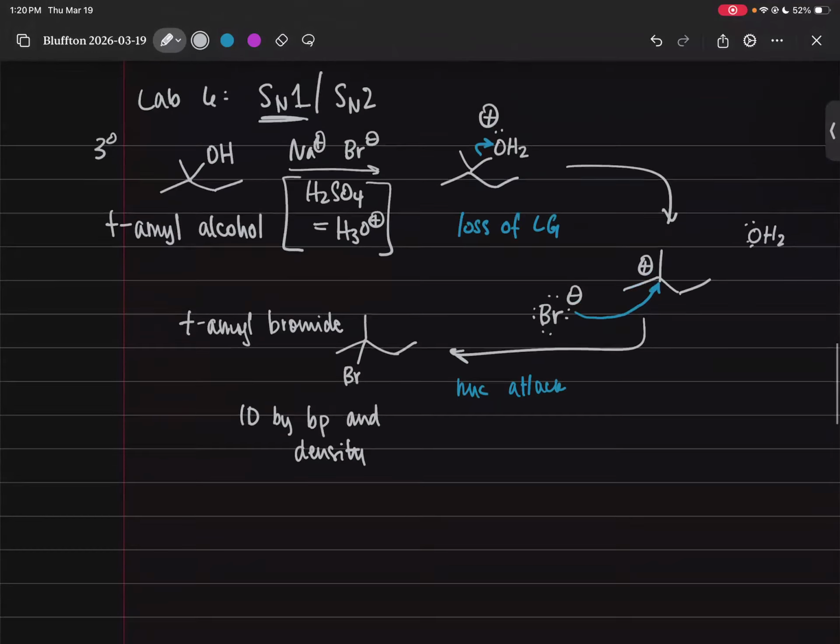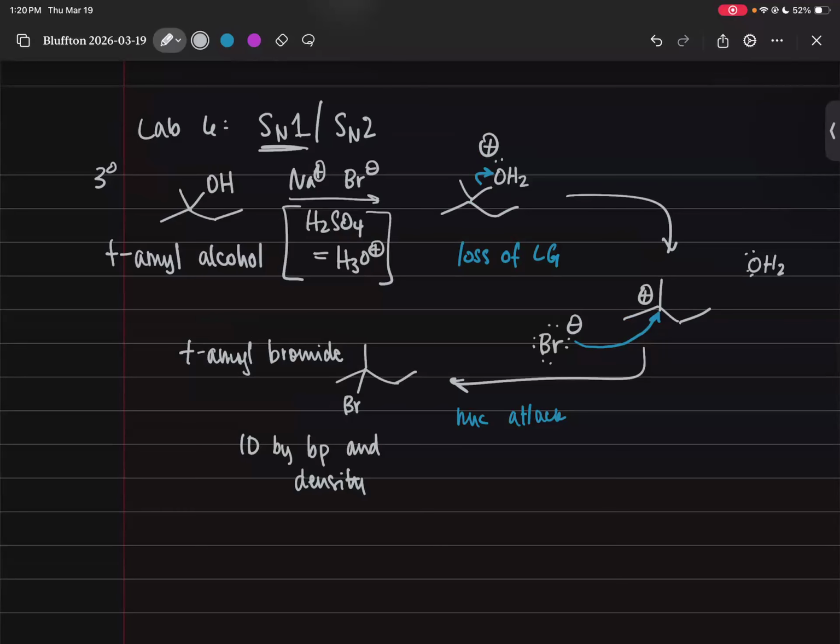Questions on making alcohols into good leaving groups? Be very careful when you're dripping in the sulfuric acid. It's very exothermic.